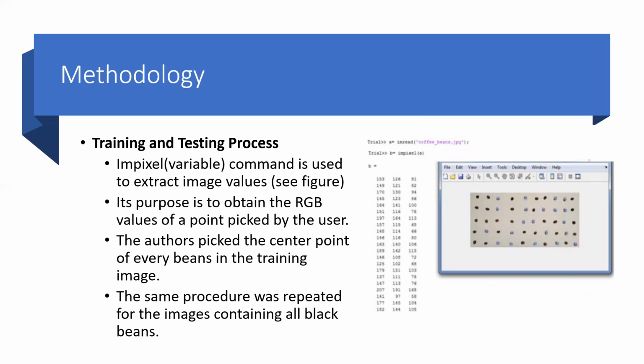And values were extracted from the image by the command impixel as shown in a figure. Its purpose is to obtain the RGB value of a point picked by the user. The author picked the center point of every bean in the training image. The values for the colors red, green, and blue were obtained. The same procedure was repeated for the images containing all black beans.